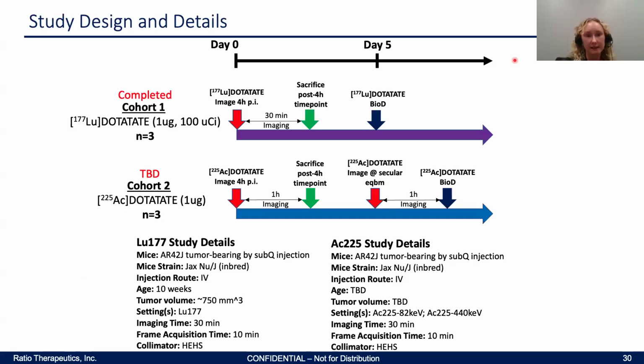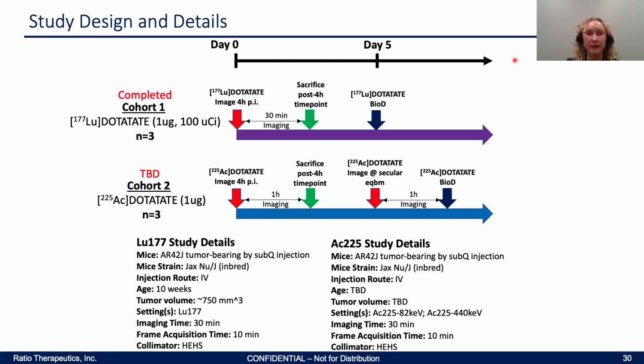This study design was a bit more complicated, so I'm going to describe it for you. This first cohort has been completed. We had lutetium-labeled DOTATATE that was injected into 3 mice that received 1 microgram and 100 microcuries of activity. We wanted to use higher than typically administered activity for this to maximize the signal.